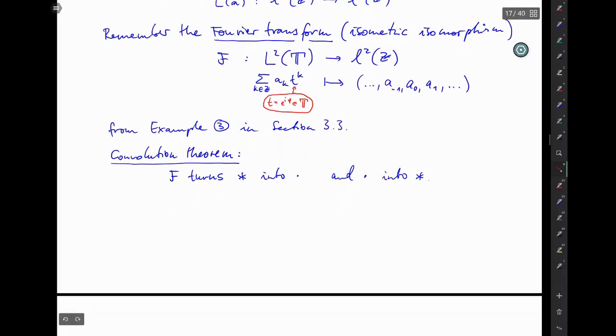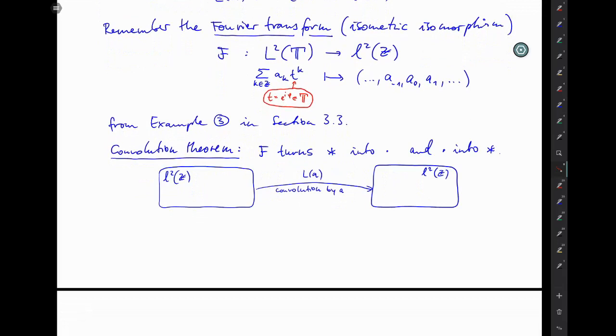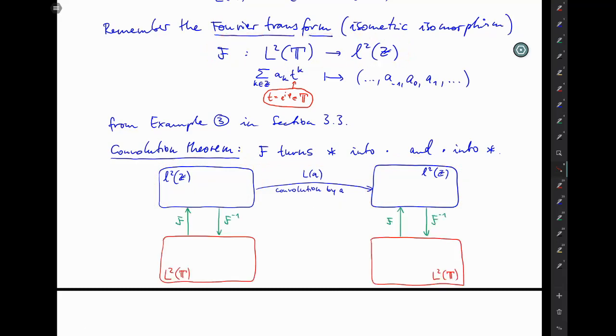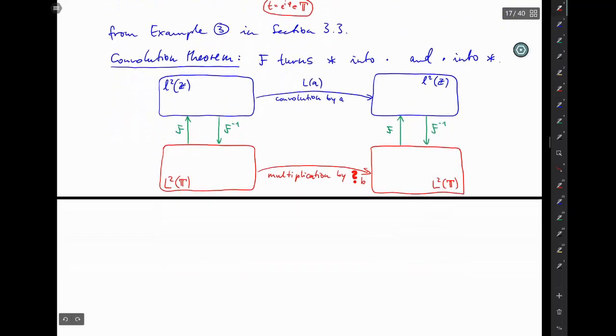So let's draw the following diagram. We want to understand our convolution operator L_A between these two sequence spaces, little L2. And in order to better understand that, we change perspectives on both sides here and here via the Fourier transform. And then by the convolution theorem, this change of perspective turns our convolution operator up here in the blue world into a multiplication operator down here in the red world. But we're not quite sure yet by what function is multiplied down here. Maybe we could call this unknown function little b, and then try to find out what's the matter with b.